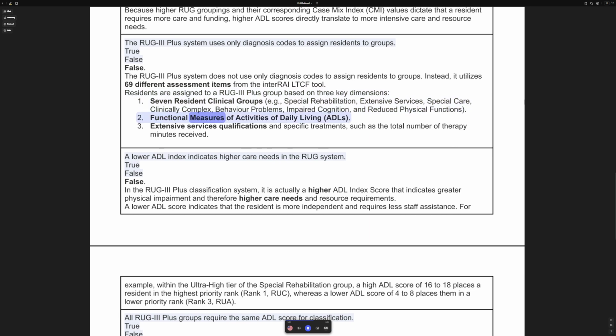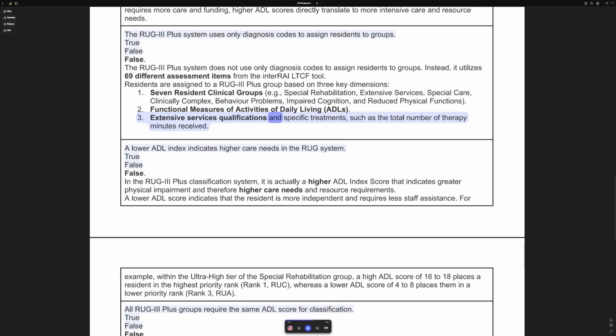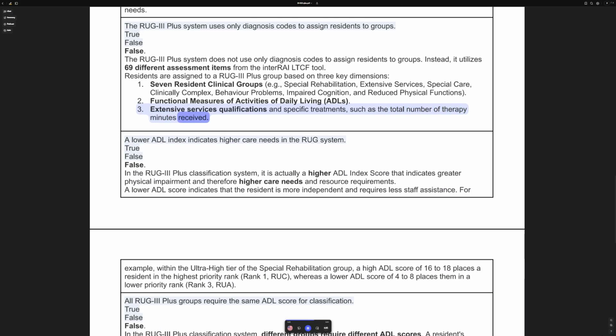2 functional measures of activities of daily living, ADLs. 3 extensive services qualifications and specific treatments, such as the total number of therapy minutes received.